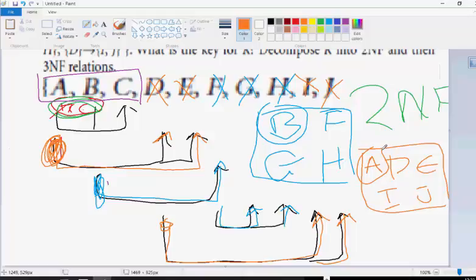So is everyone cool with this step? You are sure? Sort of. All right, so let's go to the next stage, right?